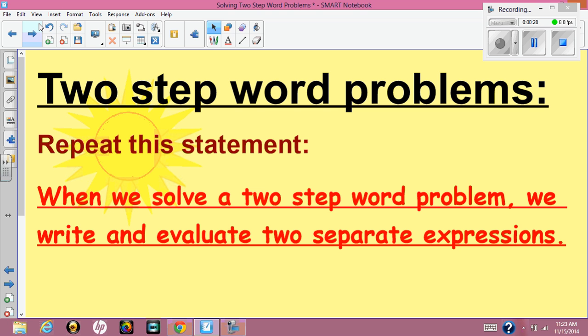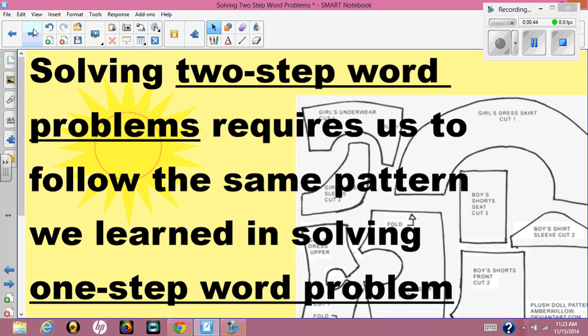So let's repeat this statement, and would you read it with me, please, as we go? When we resolve a two-step word problem, we write and evaluate two separate expressions. Solving two-step word problems requires us to follow the same pattern we've learned in solving one-step word problems.